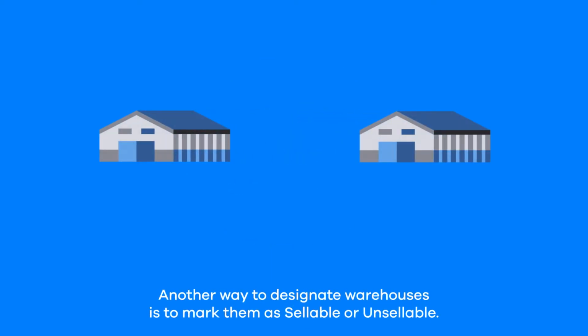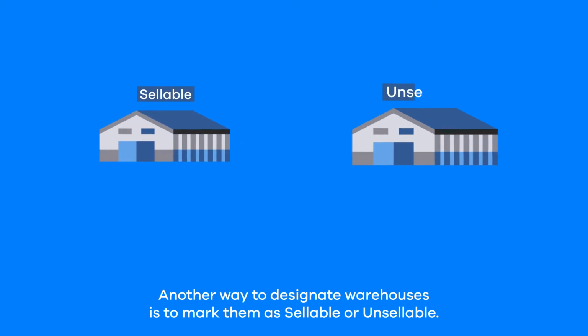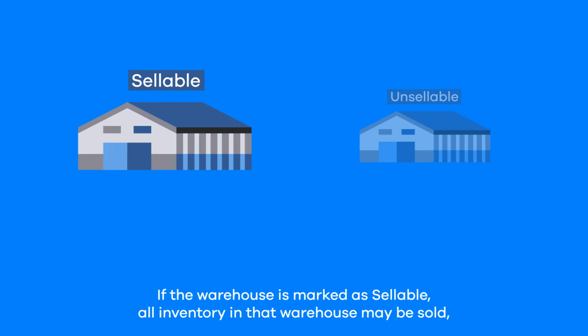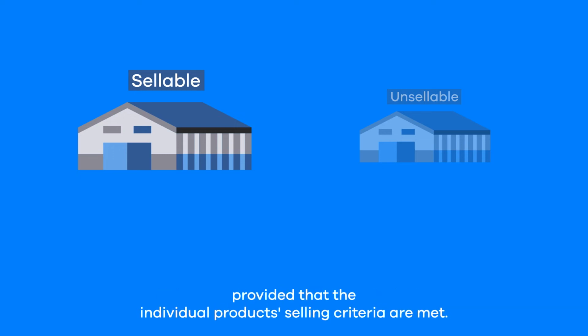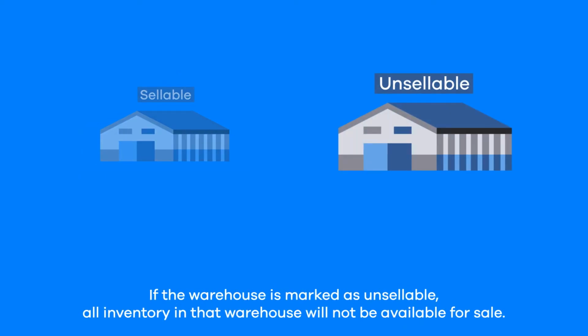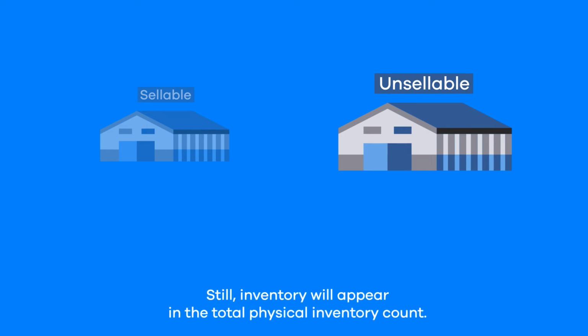Another way to designate warehouses is to mark them as sellable or unsellable. If the warehouse is marked as sellable, all inventory in that warehouse may be sold, provided that the individual product selling criteria are met. If the warehouse is marked as unsellable, all inventory in that warehouse will not be available for sale. Still, inventory will appear in the total physical inventory count.